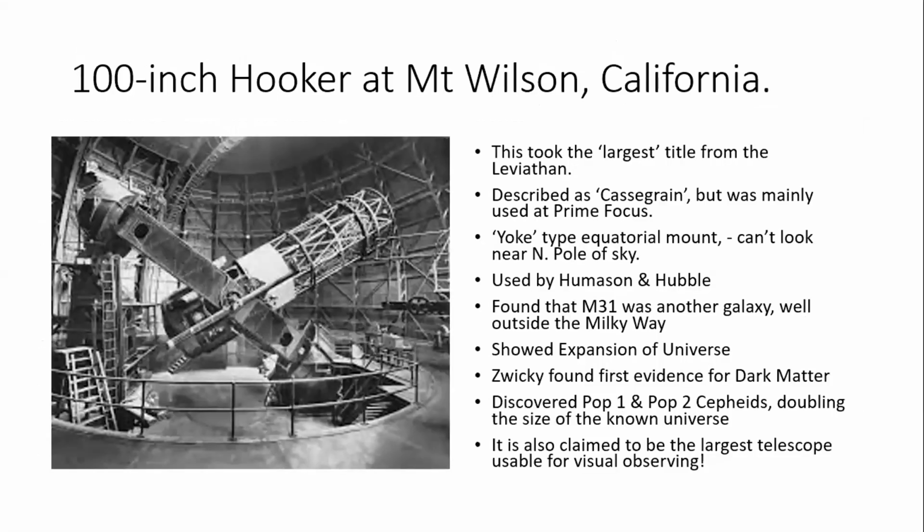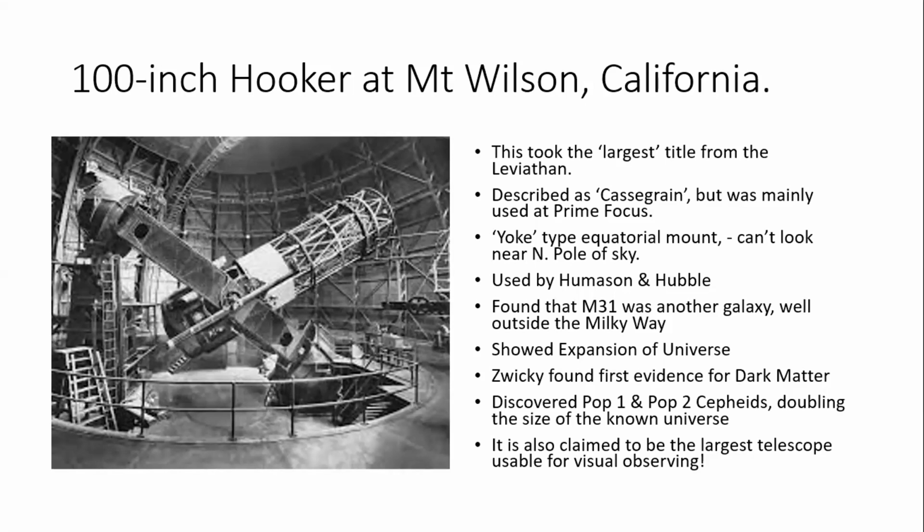So we now come to the one that took the record from the Leviathan, the 100-inch telescope at Mount Wilson in California. It was described as a Cassegrain, and it was in fact Cassegrain design. In other words, there was a hole in the bottom mirror, the secondary mirror was up there, and you could put an eyepiece or an instrument at the bottom and use it at Cassegrain focus.